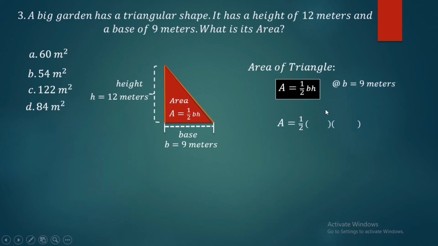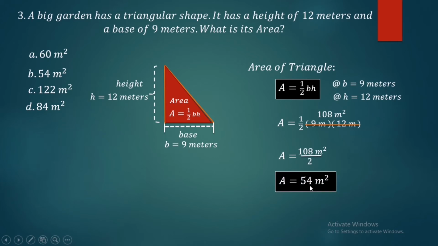Our base is 9 meters and the height is 12 meters. Then get the product. 9 times 12, that is 108 meters squared. Then divide by 2. So the area is equal to 54 meters squared. So that is the shaded region of the triangular shape of a big garden.